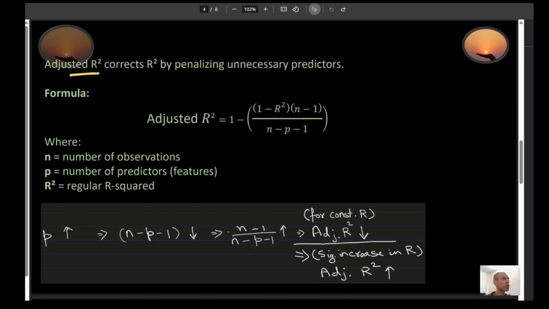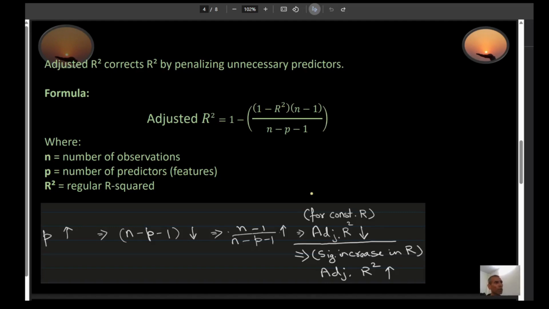The adjusted R square corrects the R square by penalizing, by punishing, the unnecessary predictors, in other words, unnecessary features. And this is the formula for your adjusted R square. In this case, N is the number of observations, how many data points you have. P is the number of predictors, how many columns, how many features you have. And this R square right here is the regular R squared.